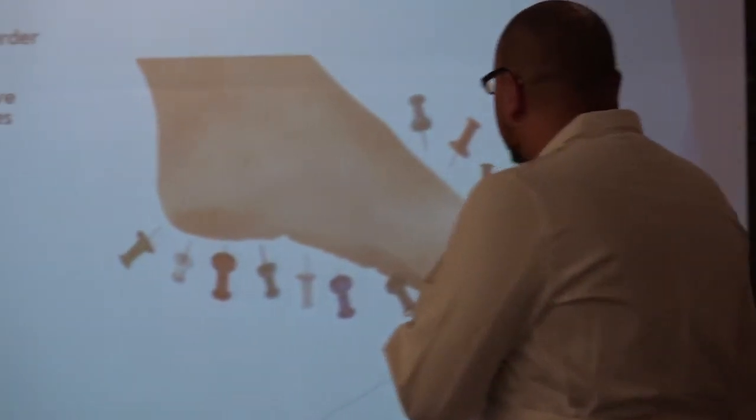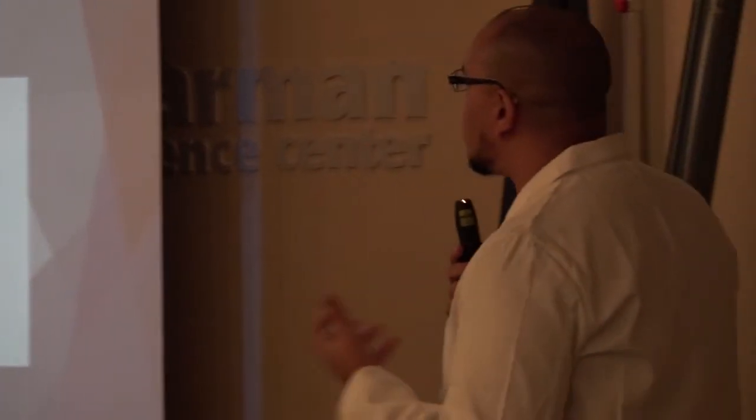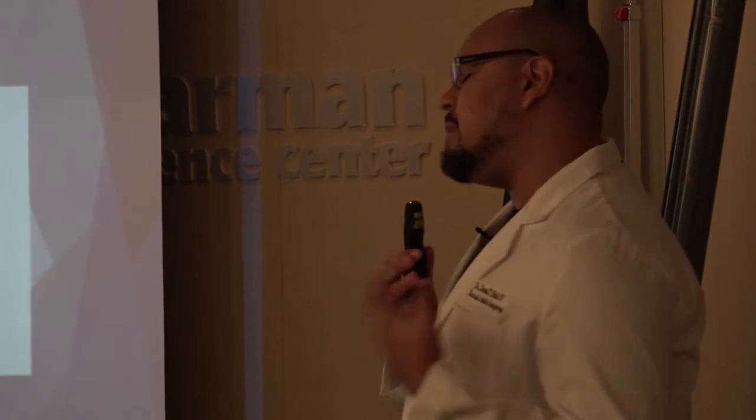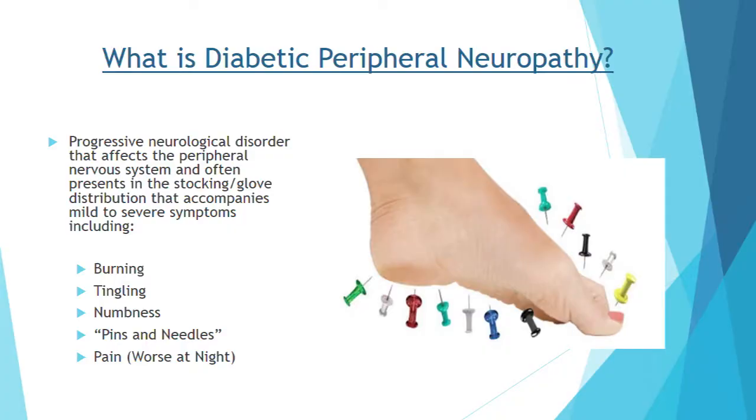So what is it? Well, it's defined as a progressive neurological disorder that affects the peripheral nervous system. It often presents in a stocking and glove distribution. What I mean by that is it usually starts in the fingers and toes and works its way up the leg or the hands and arms. It accompanies mild to severe symptoms including burning, tingling, numbness, pins and needles, and pain worse at night. It can range from mild to severe and excruciating, but there's a wide variety of symptoms that can occur with this disease process.